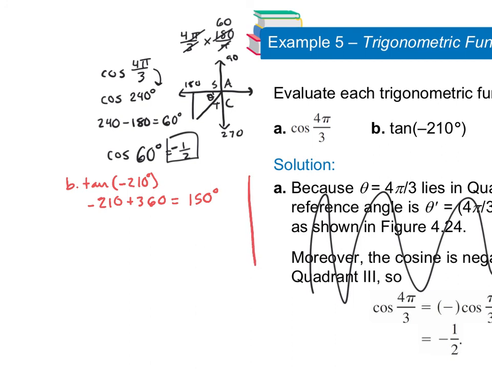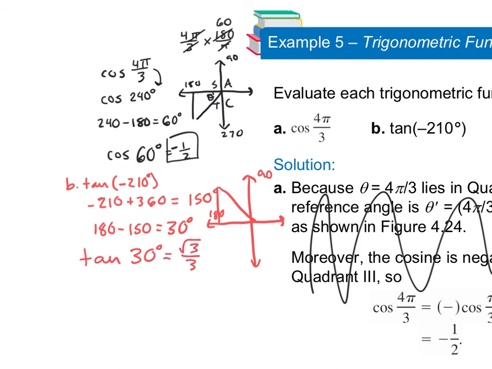So next we need to find which quadrant this falls into. So this is 90, this is 180. It's going to be somewhere in between 90 and 180. To find out what our reference angle is in the second quadrant, we do 180 minus 150. So this gives us a reference angle of 30. So now we need to find the tangent of 30. So going back to the page before, the tangent of 30 is square root 3 over 3.